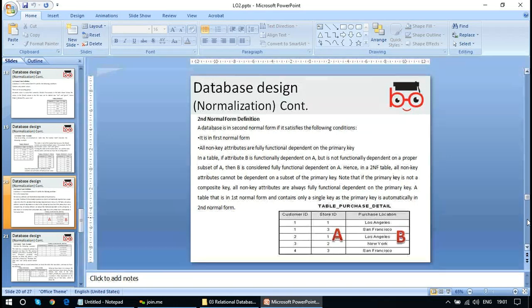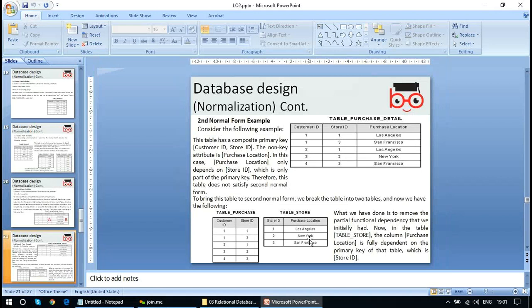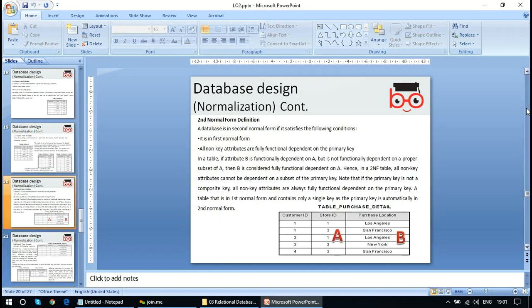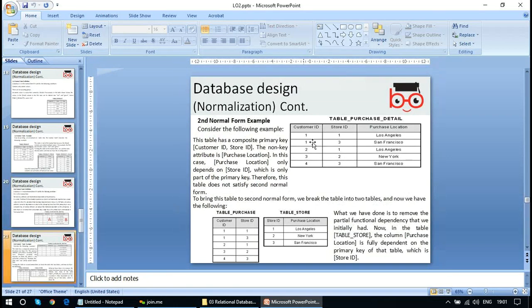However, when you created this store table and defined the primary key as a unique key on the store ID, every non-key attribute became dependent. So non-key attributes have become dependent on the primary key now.